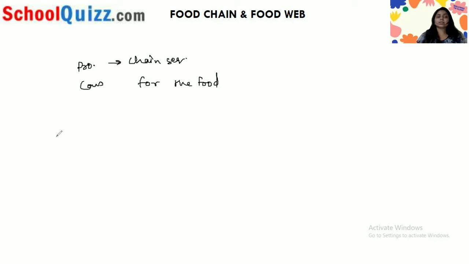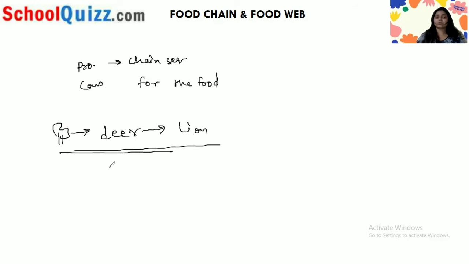Let's say for example, there is a plant. This plant is eaten by the deer, and this deer is eaten by the lion. So you can see a chain is formed. This particular chain comes under the food chain. And how many levels are there? There are 1, 2 and 3. So there are 3 levels.